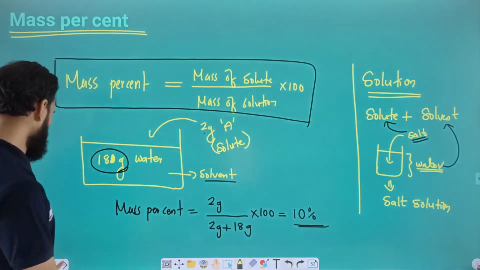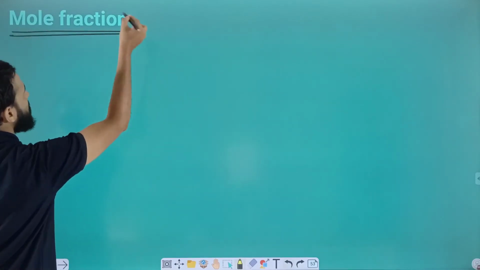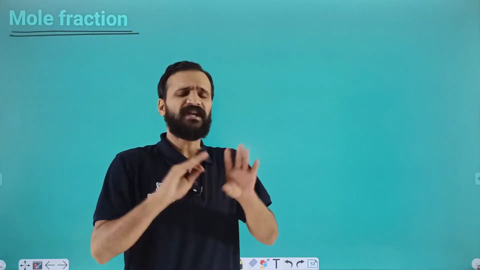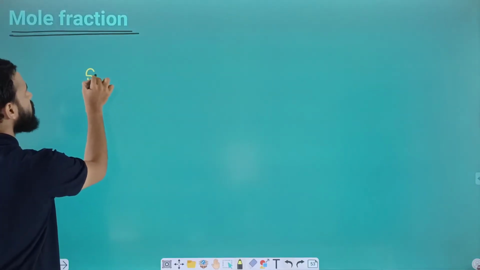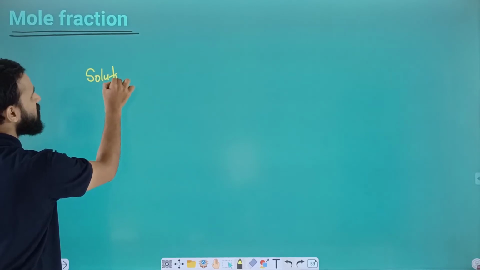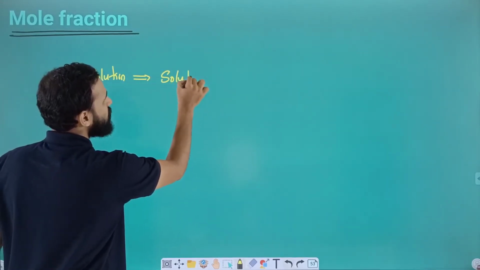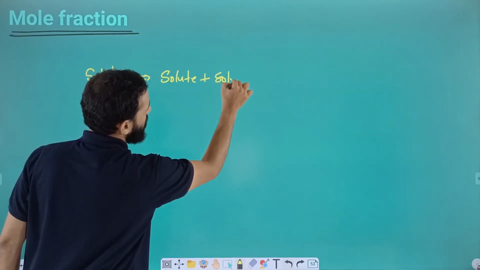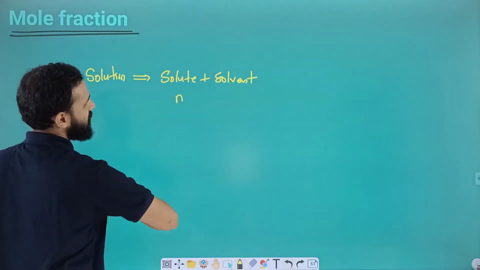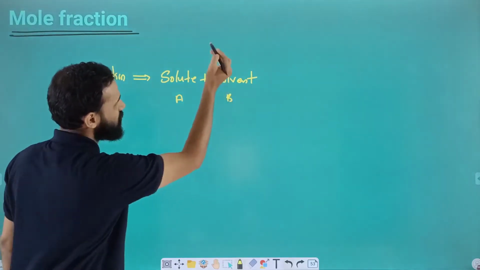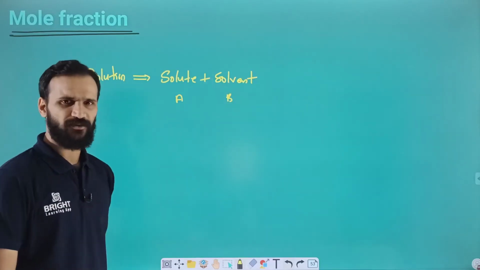So dear students, let us move to the next concentration term, that is mole fraction. Very simple idea. Let's take a solution. As you know, if you are taking a solution, there will be at least 2 components. First one is solute, the second one is solvent. Suppose solute is A and solvent is B.